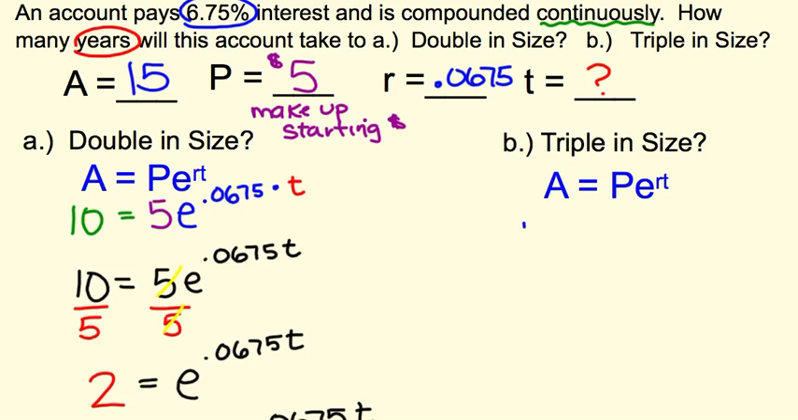Let's go over and substitute our important pieces into the formula. 15 is our end amount. 5 is our initial amount. e raised to the same interest rate of 0.0675 is your r. And then your time is unknown. We're going to go through the same process like we did in part A and solve for t.